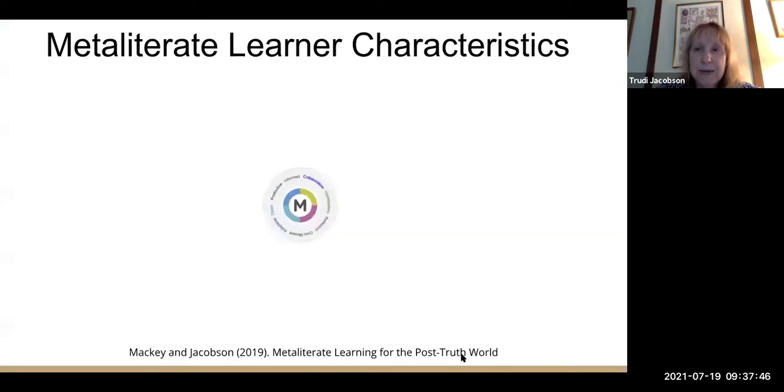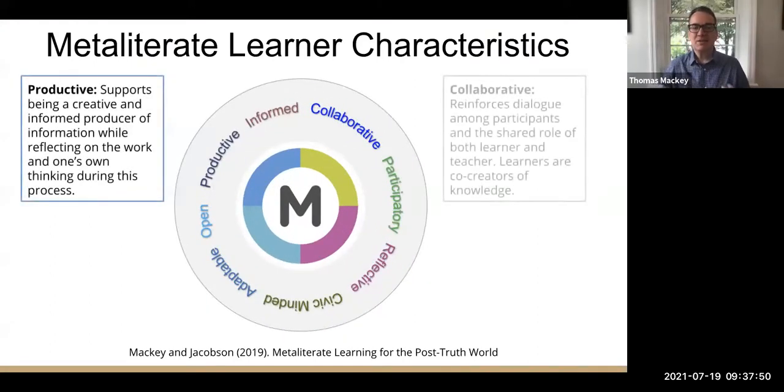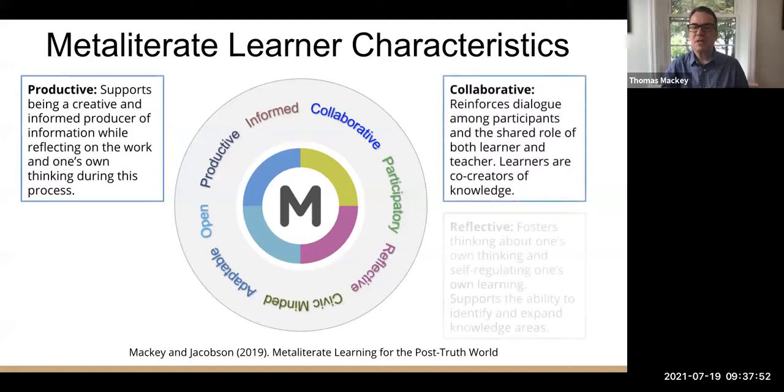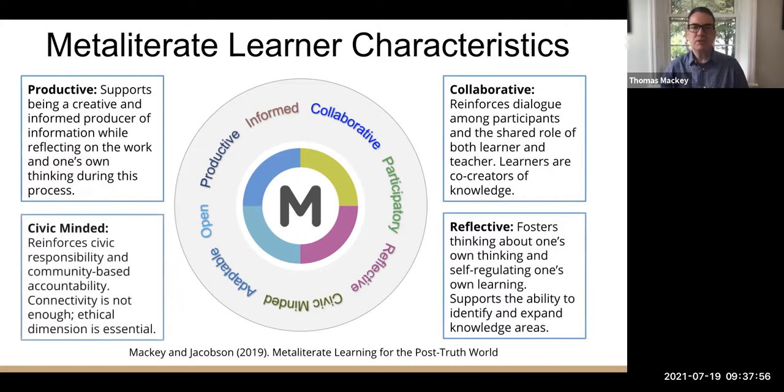Tom, would you like to take on the characteristics? Absolutely. Thank you so much. And the characteristics you'll see are very much aligned with the roles. And as Trudi mentioned, the roles are used in different ways. They're combined, and trying to bring this to the foreground where students see this is really important. In many ways, the characteristics are the outcome of this work.